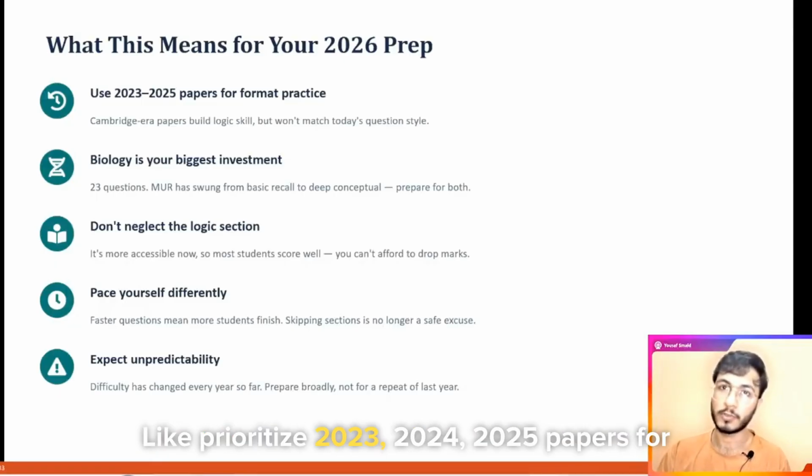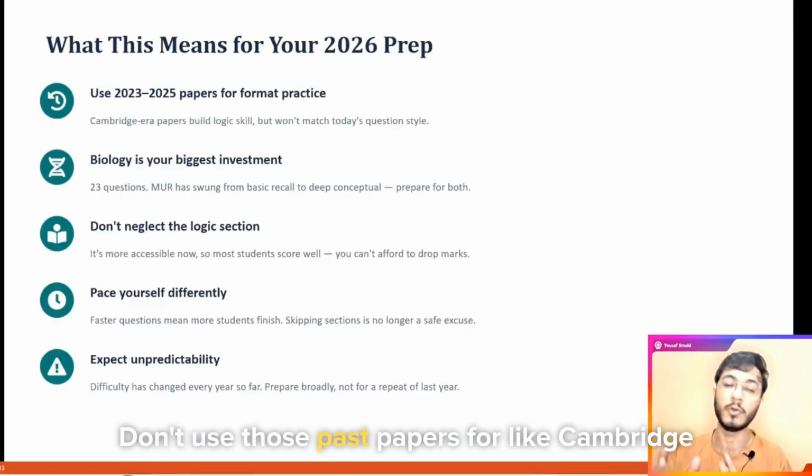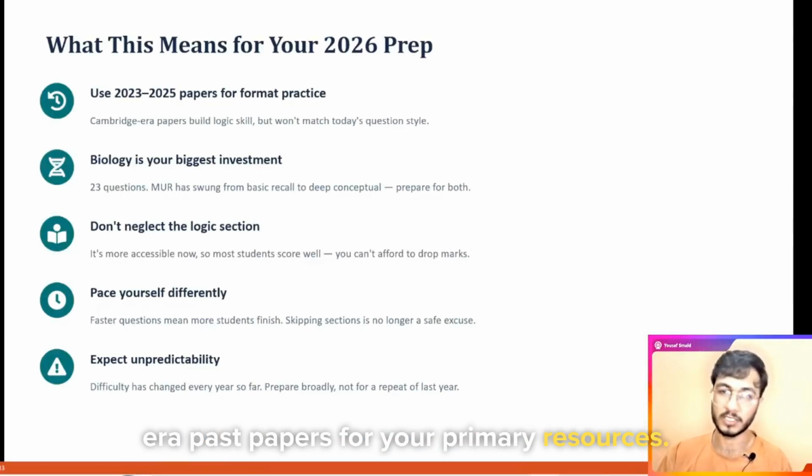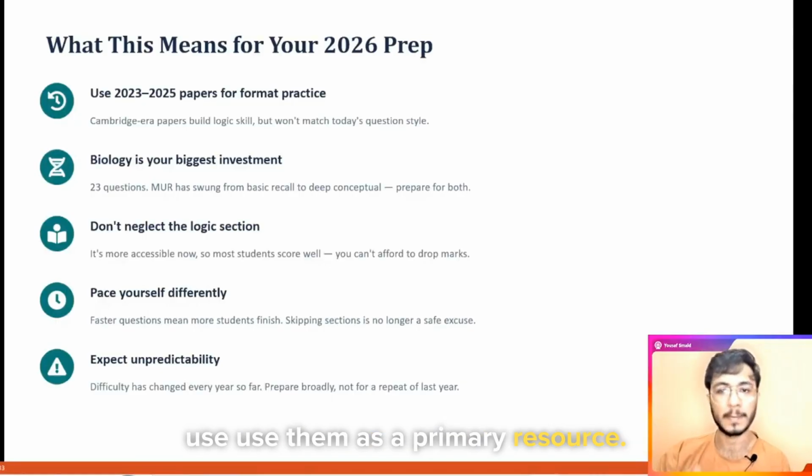Prioritize 2023, 2024 and 2025 papers for pacing and format practice. Don't use Cambridge era past papers as your primary resource. Use them as a secondary resource, but don't use them as a primary resource.